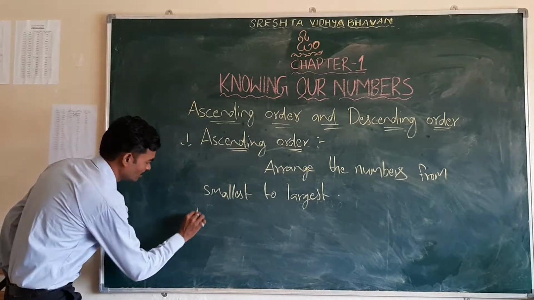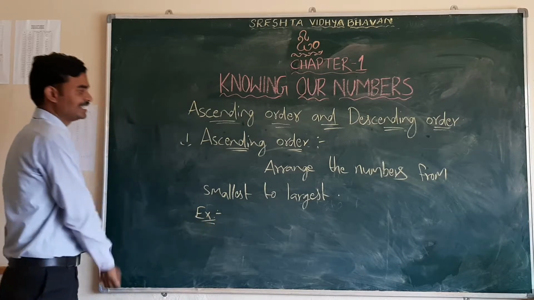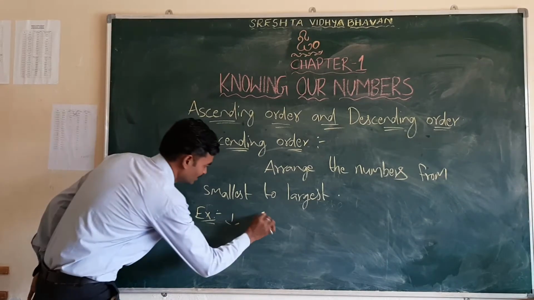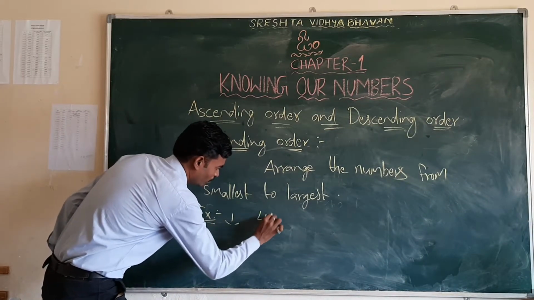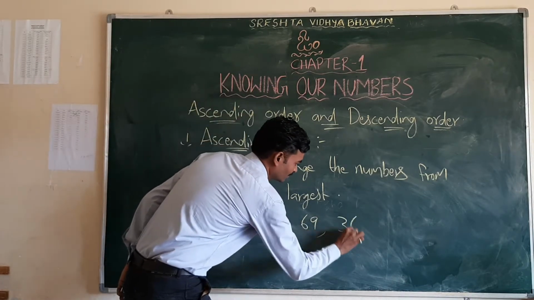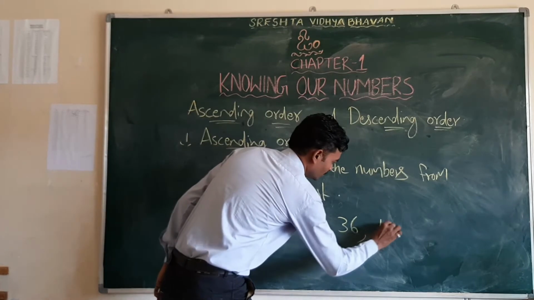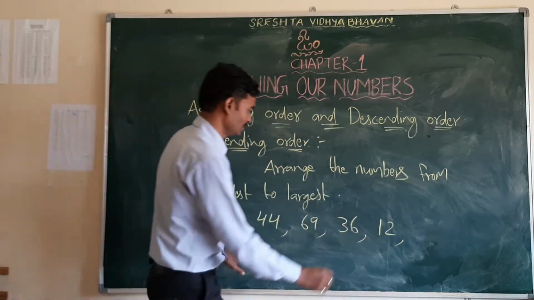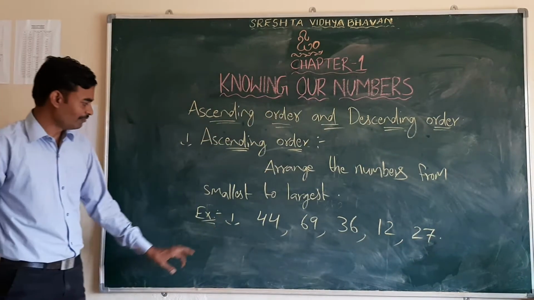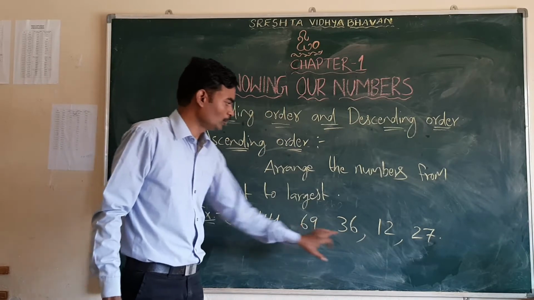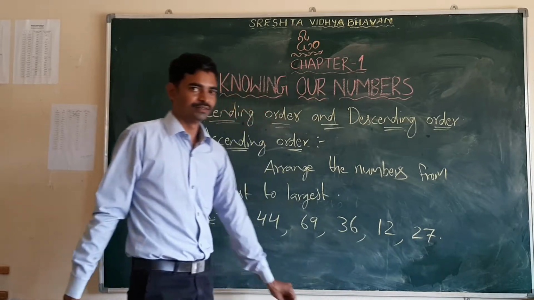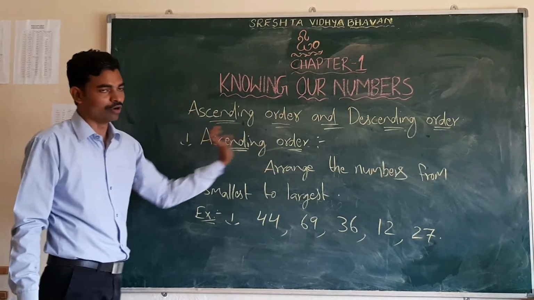For example, we have to take an example of ascending order. Now note it. First example, that is numbers 44, 69, 36, 12, 27. These are the 5 numbers in the given question, that is 44, 69, 36, 12, 27. Now we have to arrange that in ascending order.